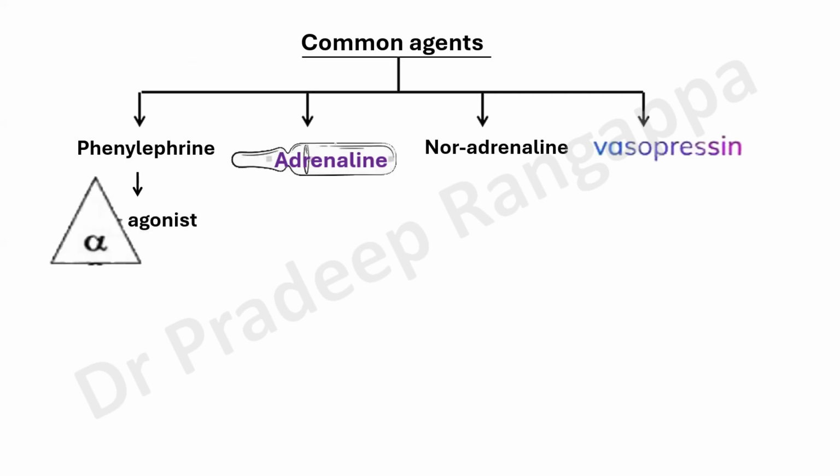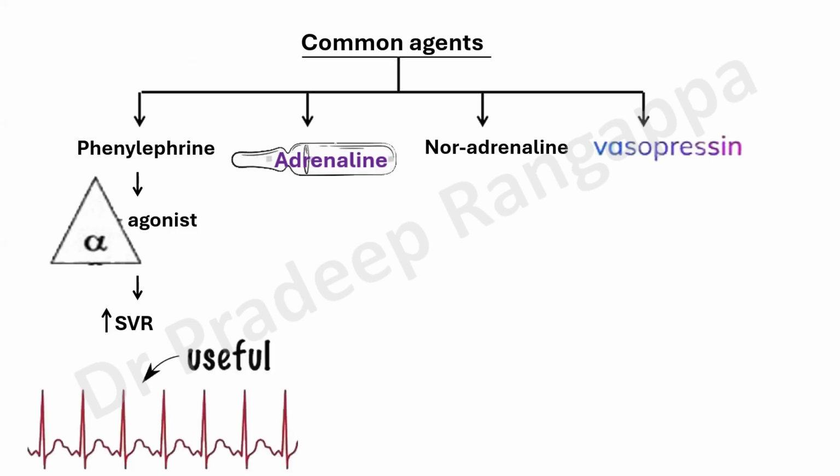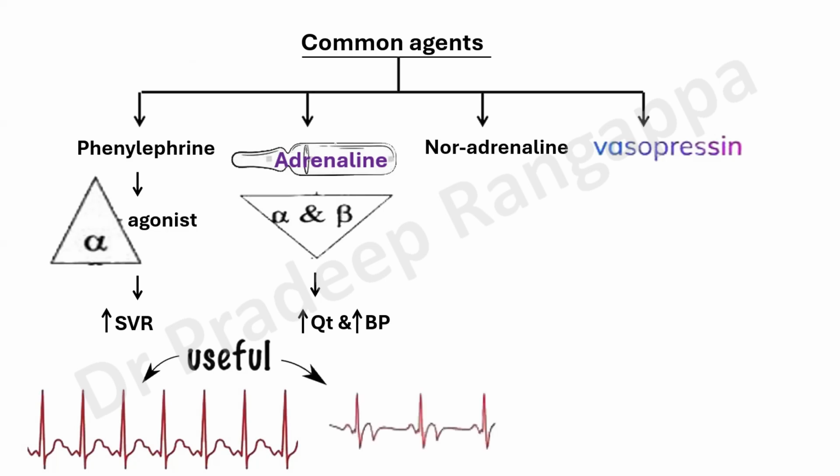So phenylephrine is an alpha agonist and it increases the systemic vascular resistance. And phenylephrine is particularly useful when you have a patient with severe tachycardia because it can cause transient bradycardia. Adrenaline is both an alpha and beta agonist. But the advantage of adrenaline is it is a useful drug in cardiogenic shock because it can increase the cardiac output and the blood pressure, and it is useful in situations where there is bradyarrhythmia, where there is bradycardia, because adrenaline can cause severe tachycardia.